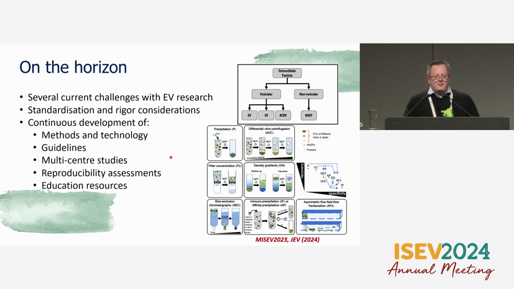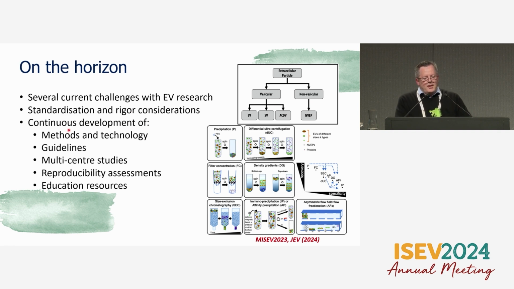So finally, just on the horizon, I think obviously there are clearly several current challenges with EV research. We're all here to learn from each other about how we can overcome some of those. I think standardization and rigor considerations are really important. And again, there are several publications looking at standardization and rigor efforts in a number of different systems for EV research.